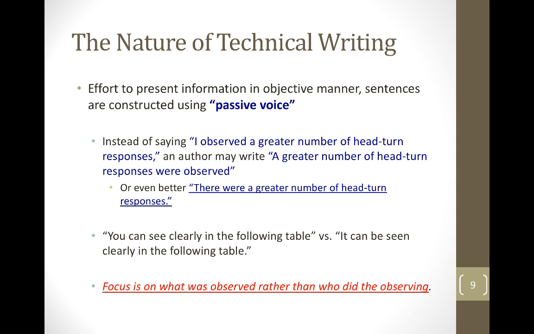You wouldn't write, you can see clearly in the table. Take out that you. You should say, it can be seen clearly in the table. You want to focus on what is observed rather than who is doing the observing. So you leave the researcher or the author out of it.